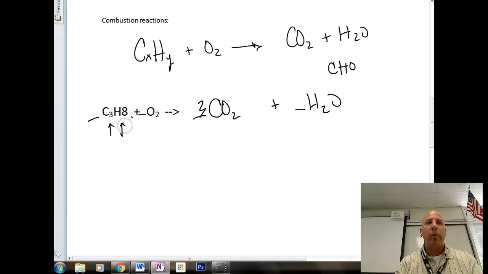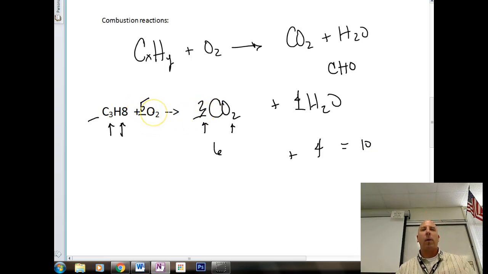We then have 8 hydrogens. Let's put a 4 there. 4 times 2 is 8. Then we're just doing a total. So we have 3 times 2 for the oxygen. So we have 6 oxygens. We have 4 times 1. We have 4. 4 plus 6 is 10. So that means I'm going to put a 2 in front there. And now we're all balanced.